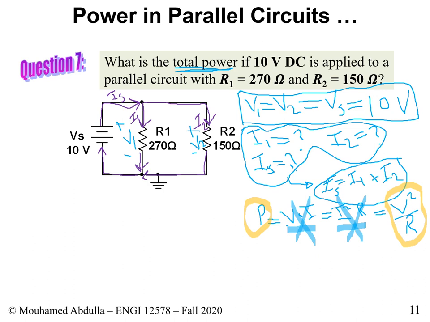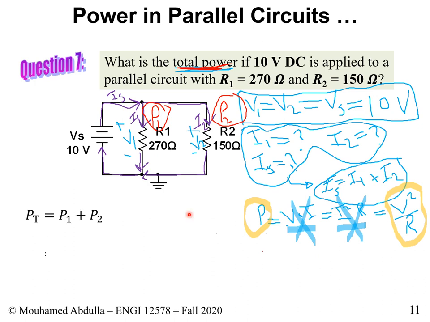So if I were to annotate this, we would need to find the power for resistor 1. Let's just call it P1. And we need to find the power dissipated by resistor 2, and let's call it P2. So now we could certainly find the total power. It is simply the addition of this power and this power. And when I add both of them, I'll be able to find the total power. Okay, so let's try it.